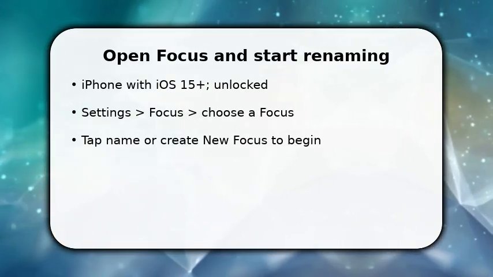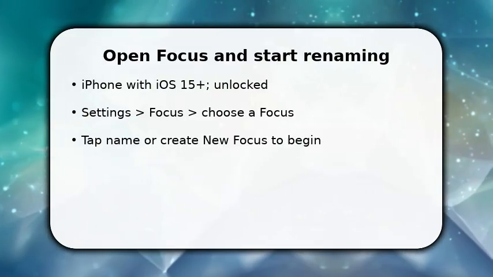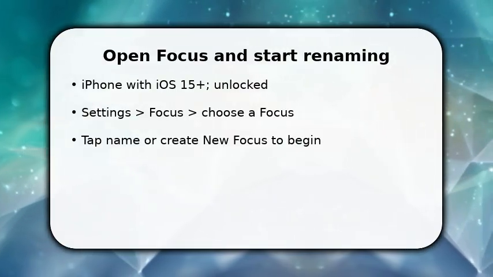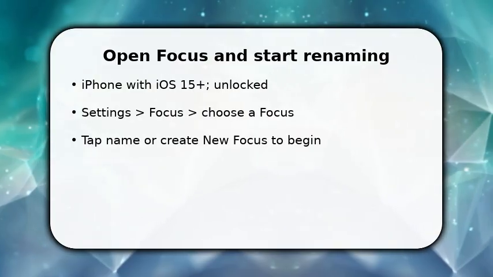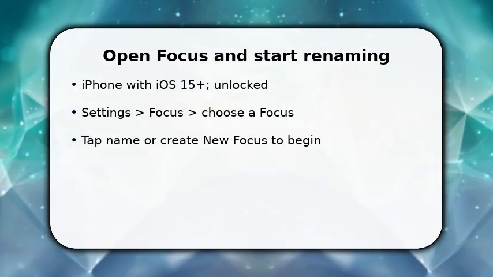Make sure to tap the three dots or the name area. That opens the edit view where you can change the title. This first step gets you directly into the name field so you can set a clear, meaningful label.